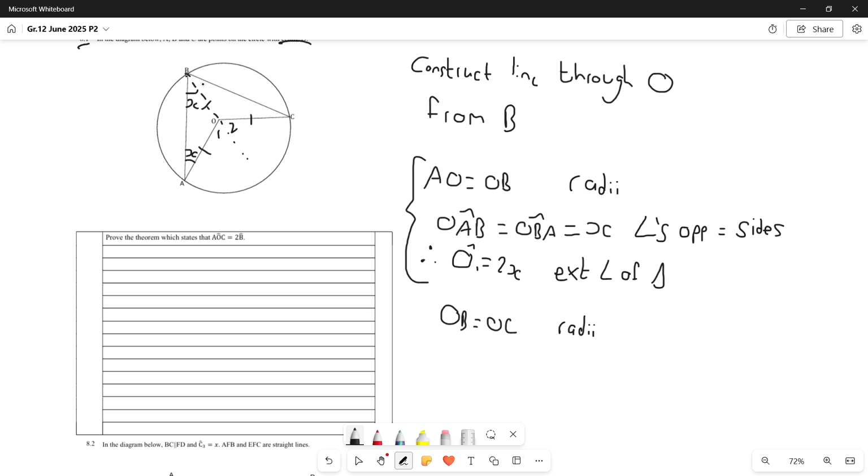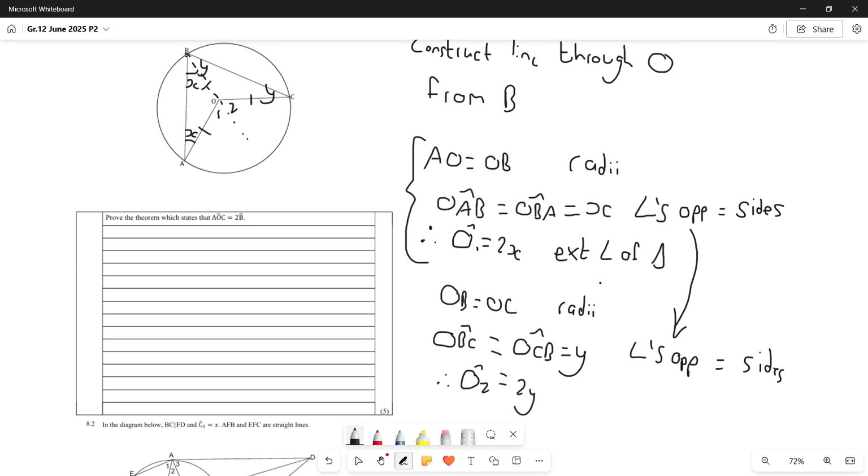So we're going to call this guy y. So therefore, angle OBC equals angle OCB equals y. So we have a y there and a y there. And once again, that is the same reason as here: angles opposite equal sides. Great. And then once again, O2 equals 2y over there because of exterior angles of a triangle.